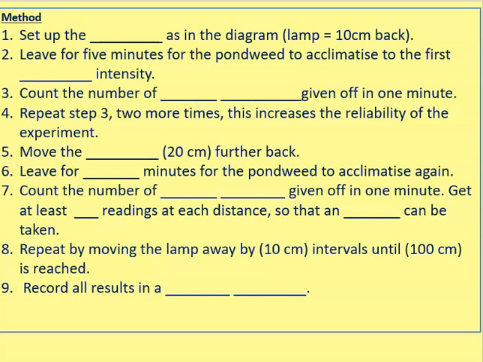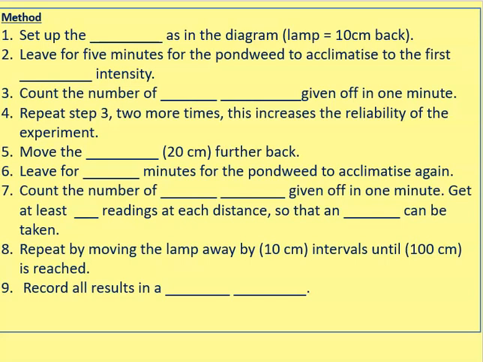Get at least 3 readings at each distance so that an average can be taken. Number 8, repeat by moving the lamp away by 10 centimetre intervals until 100 centimetres is reached. Record all results in a results table. Okay, so please make sure you are referring back to the required practicals for B1 because there will be some questions on the exam papers.